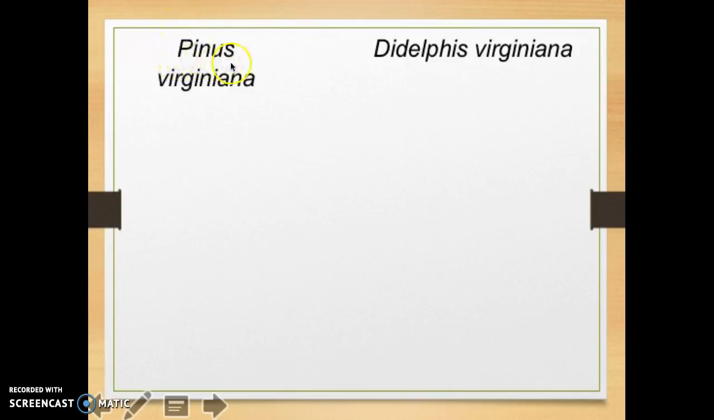We have Pinus. It has a capital, so it must be the genus. We have virginiana, and that's all in lowercase, and it comes after the genus, so that must be the species. So again, we have genus and species name. Here, we have genus and species name. So before we put the pictures up, I want you to think to yourself, are these the same organisms?